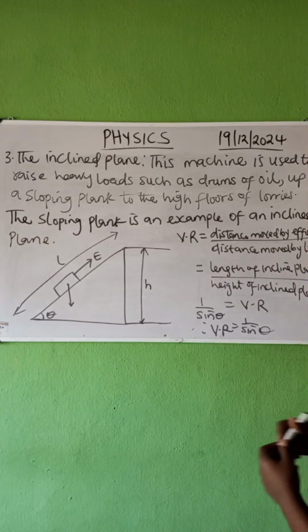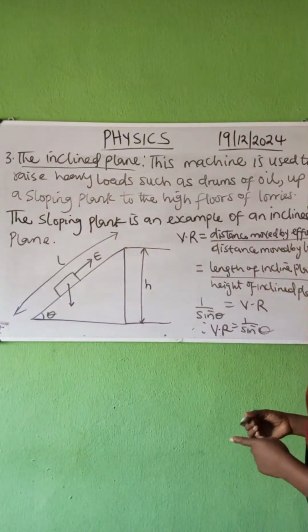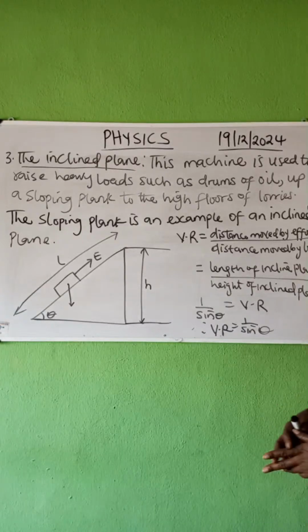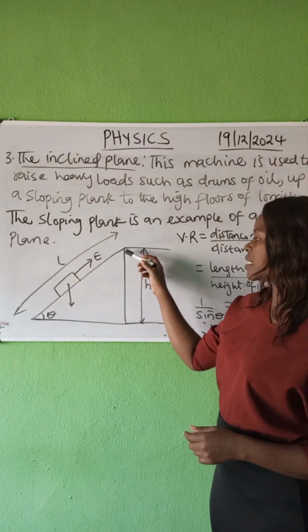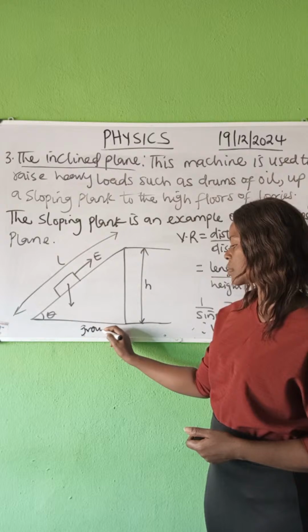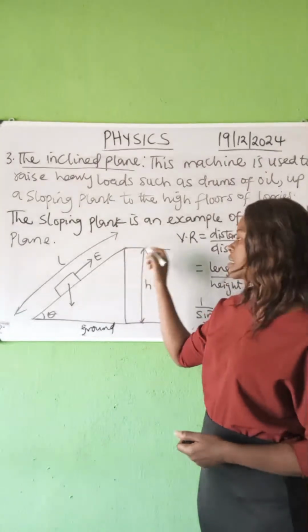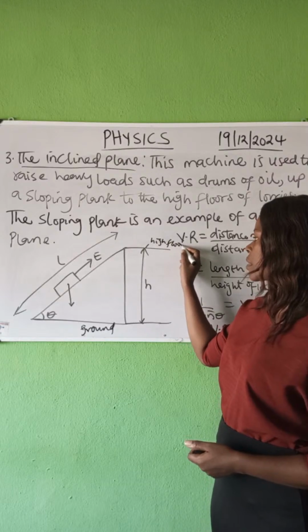Okay. So the next one is inclined plane. Inclined plane is a machine used to raise heavy loads such as a drum of oil up a sloping plank to the high floors of lorries. The sloping plank is an example of an inclined plane. Now this is an inclined plane. So what do I mean? This plane is inclined here. This is the ground. This plane is inclined. This is a plank. This is a high floor of a lorry.